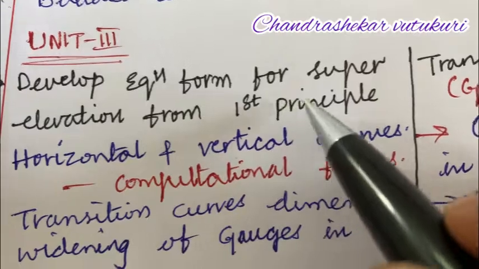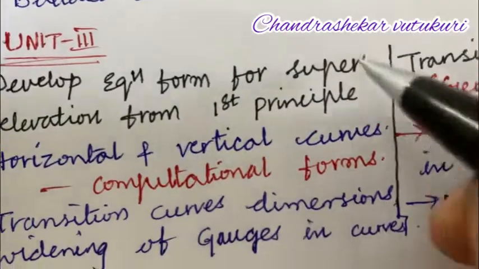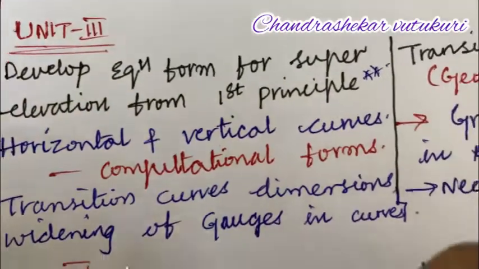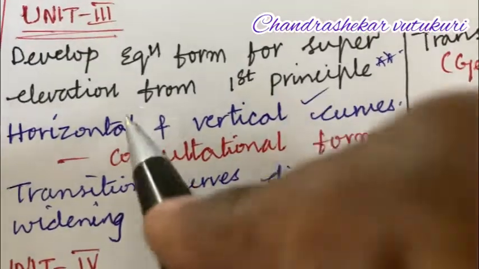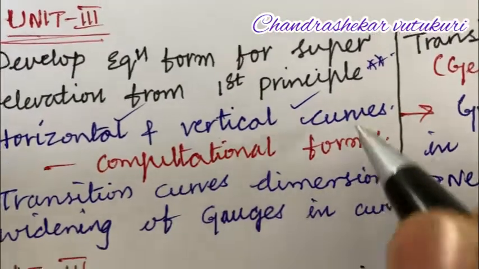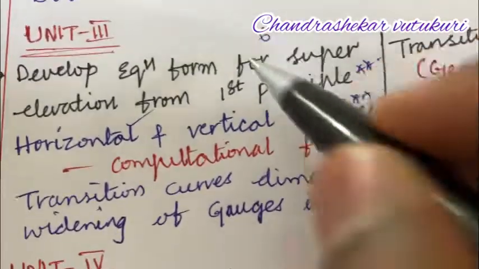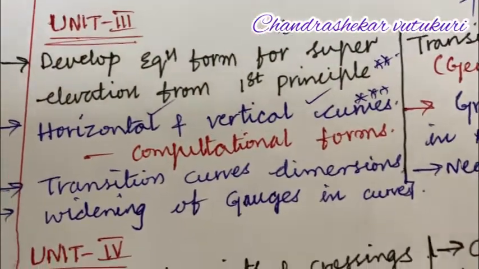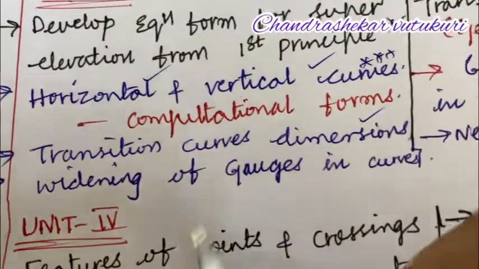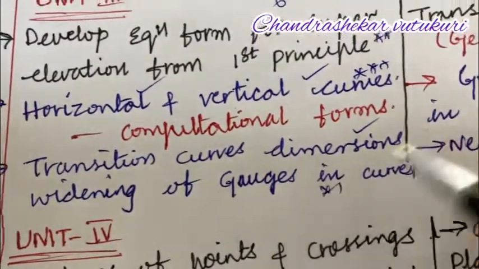Developing the equation for super elevation from first principles is said to be the topmost question. Horizontal and vertical curves are said to be very important questions related to computation. You are going to get them in the form of the 6th and 7th questions from unit 3, and the transition curves and their dimensions. Widening of gauge in curves may be the short question.